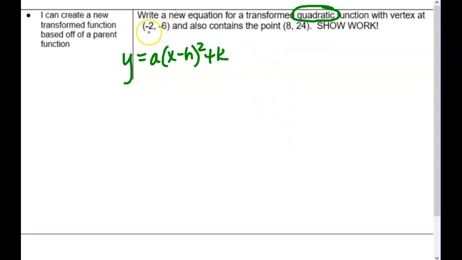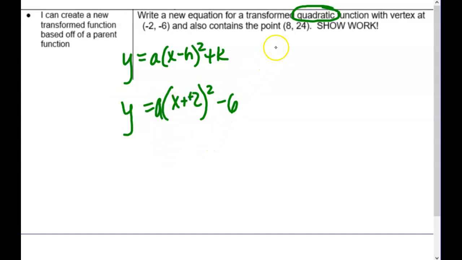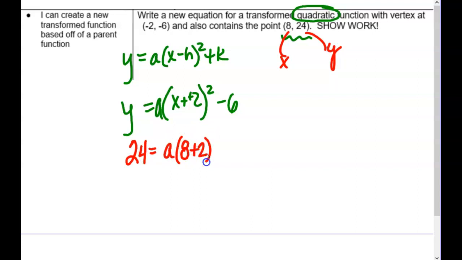If it has been shifted left 2 and down 6, or has a vertex of -2, -6, when we put in a -2 here, and a -6 here, we get this, which becomes plus positive. And then if it goes through this point, how do we find the stretch? Put this guy in for x and this guy in for y. Everybody okay? So 24 equals a times 8 plus 2 squared minus 6.